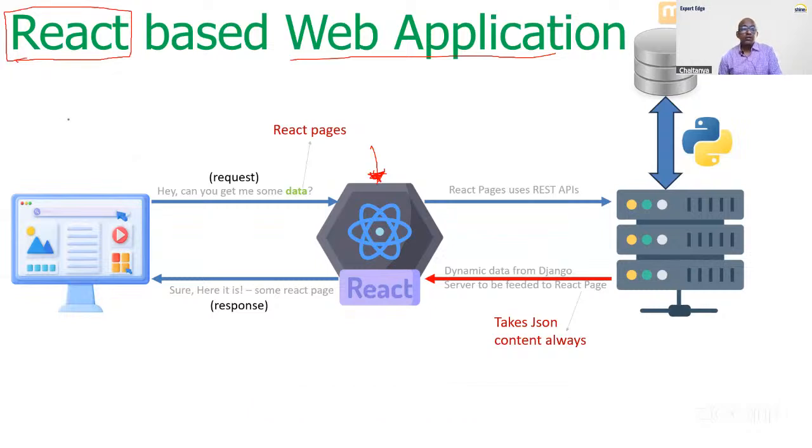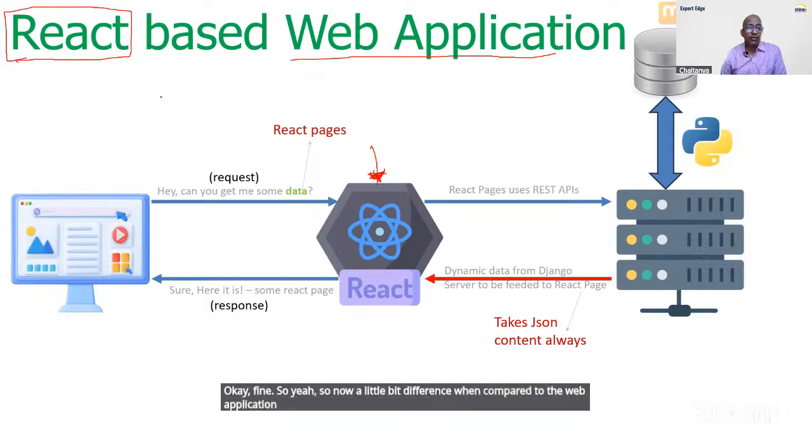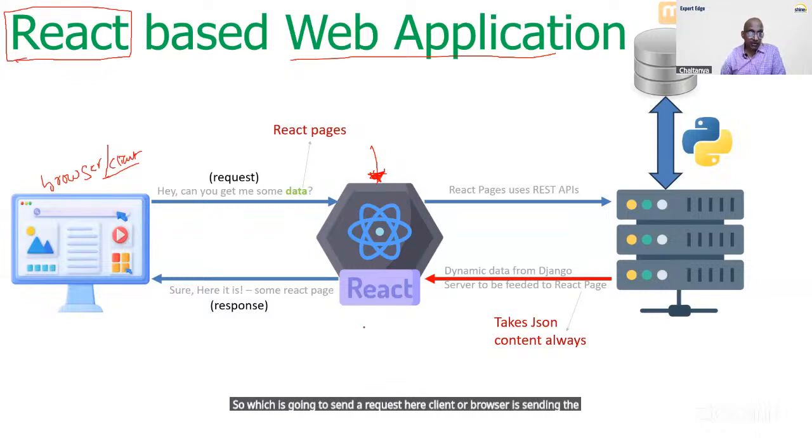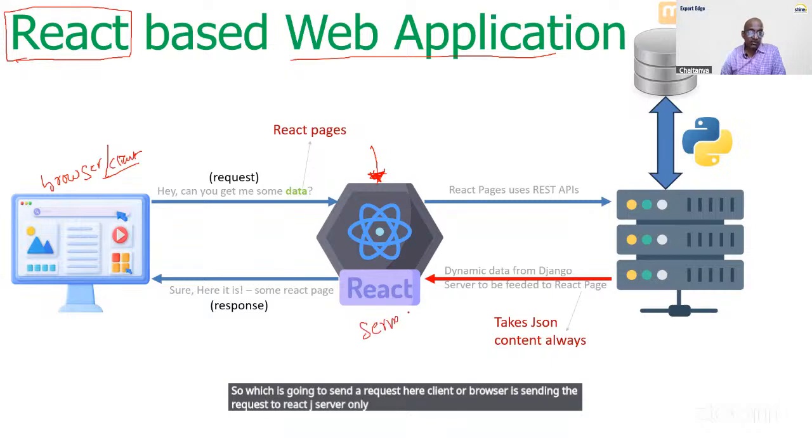Okay, fine. So now there is a little bit of difference in the web application architecture when compared to React JS web-based applications or normal web applications. A little bit of the architecture has changed. So now this is my browser or client, which is going to send a request. Here the client or browser is sending the request to the React JS server only. This is one of the servers, the React JS server.